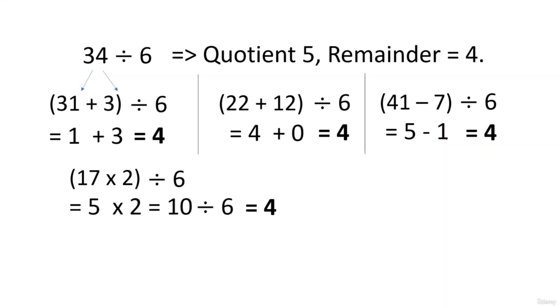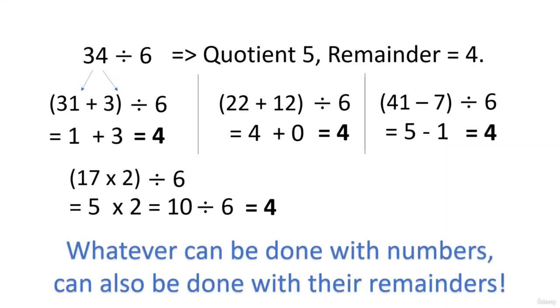So this is the basic concept of the remainder theorem. It says that whatever can be done with the numbers can also be done with their remainders. This is our remainder theorem. Whatever you can do with the numbers, the same thing can be done with the remainders. This is the remainder theorem. That's it. We'll see some questions now based on this.